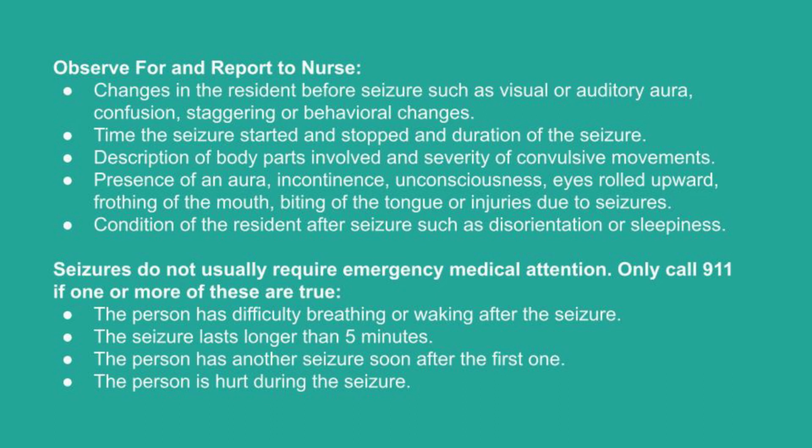So observe for changes in the resident before the seizure, such as some type of visual or auditory aura, so something that they saw or that they heard, any confusion, any staggering, or any behavioral changes. The time the seizure started and stopped, and the duration of the seizure. A description of the body parts involved and the severity of the convulsive movements. The presence of an aura, incontinence, unconsciousness, eyes rolled upward, frothing of the mouth, biting of the tongue, or injuries due to the seizure, and the condition of the resident after the seizure, such as being confused or disoriented or sleepy.